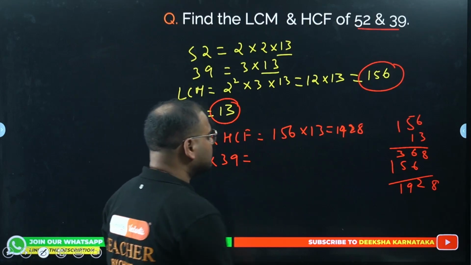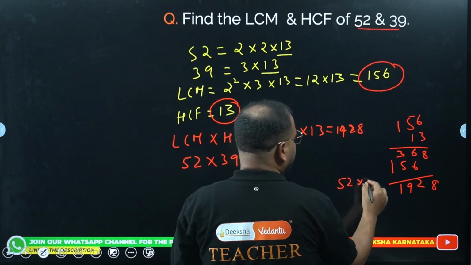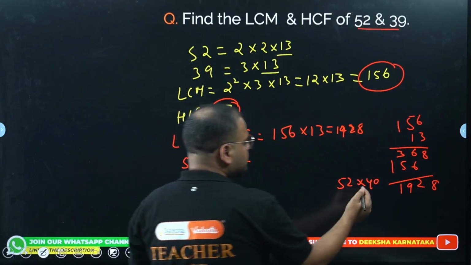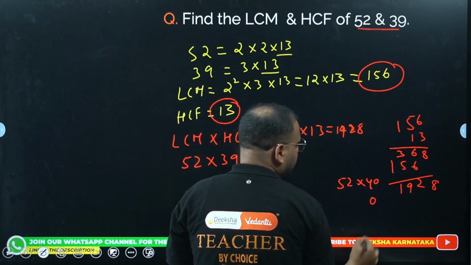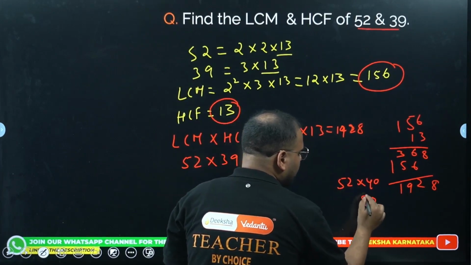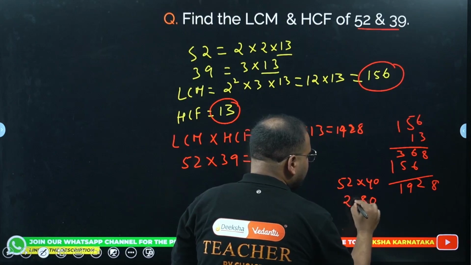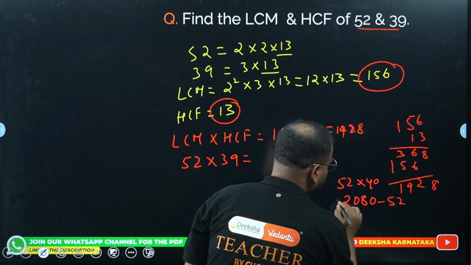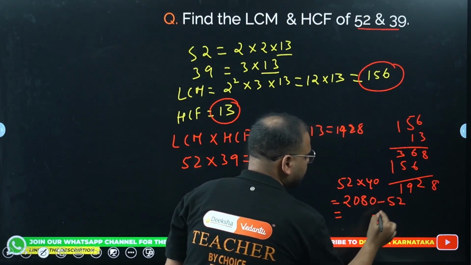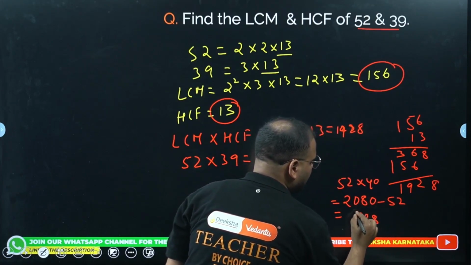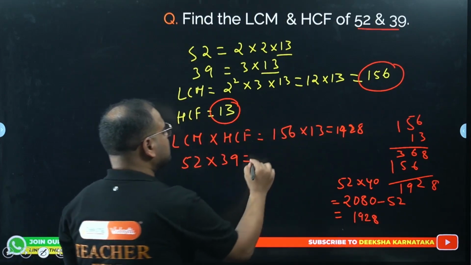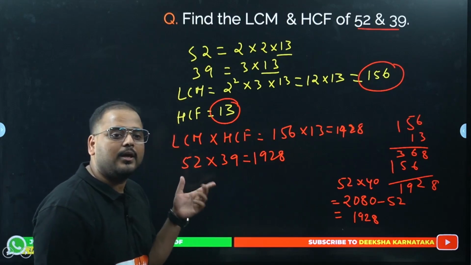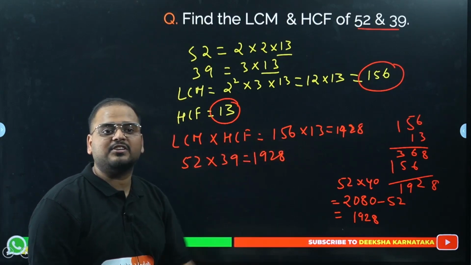How can I do this multiplication? Can we do it like this, 52 times 40 minus 52? So 0, 4 2s are 8, 5 4s are 20, and minus 52. What are we going to get? 8, 7 minus 5 is 2, 9, 1. What's the answer? Even if we multiply the two given numbers, or the HCF and LCM, we are reaching the same answer.